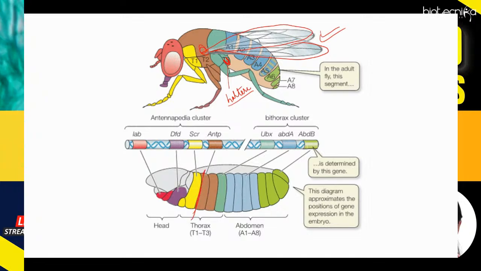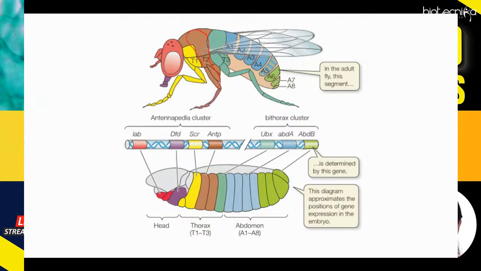Let's say this is Antennapedia. Can you see Antennapedia is expressed only in the second thoracic segment? You don't see it expressed on this side or this side. It means here it is expressed, along with some other genes, but exclusively Antennapedia is only in T2. That is why only from T2 the wings are coming out.